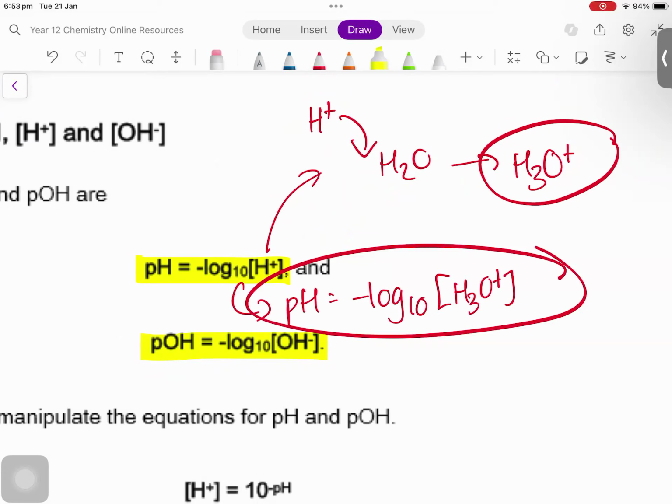The reason I want to give you this is because when we do the calculations and when you write your equations, you won't see H plus, you'll see H3O plus because that's what we do. So you might be like, okay, then where's H plus? It's the same thing. Okay.